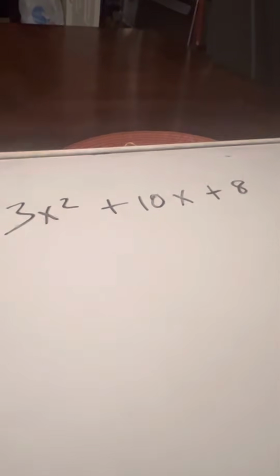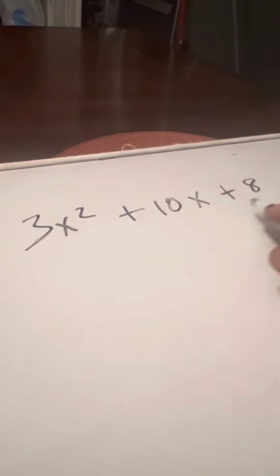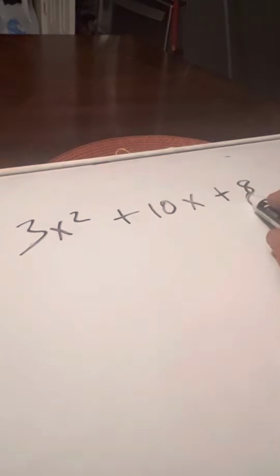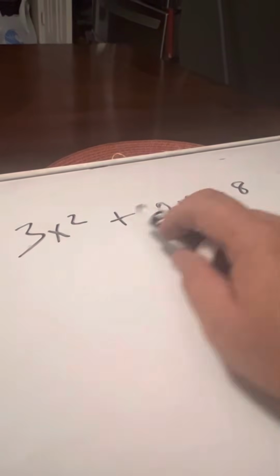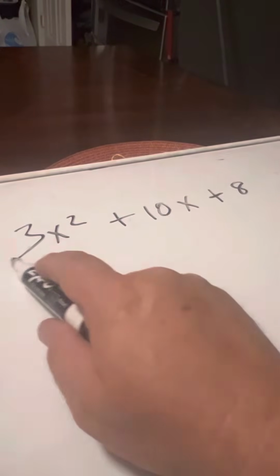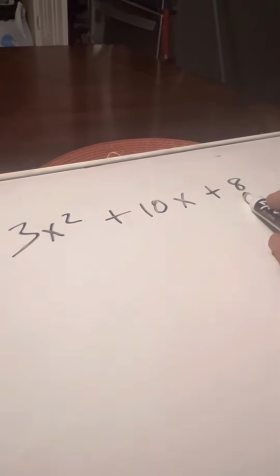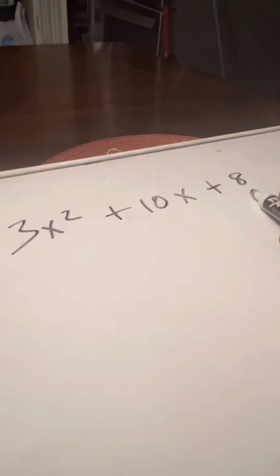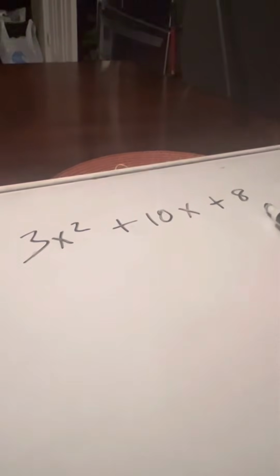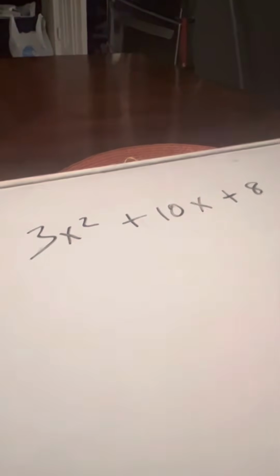3x squared plus 10x plus 8. Okay, how the heck do you do that? Well, first of all, look at all of this and see if you have anything that can be reduced. Like, for example, can I take a 3 and divide this by 3, divide that by 3, divide that by 3? No. A 2? No. There's no common denominator here. And it has to be common with everybody or you can't do anything.